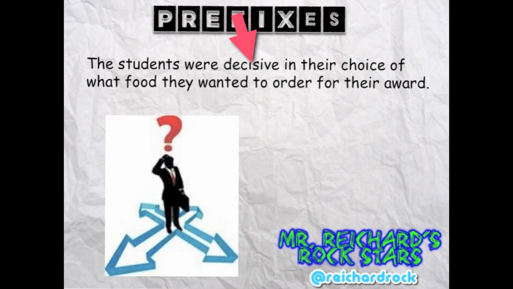Okay, now, follow along with me, but say that I add the word or the prefix in to decisive. The students were indecisive in their choice of what food they wanted to order for their award. Well, in, once again, is kind of like dis, meaning not or opposite of, okay? So if indecisive is the opposite of the word, indecisive means they didn't know what choice to make. That's why I kind of put this picture here of this guy with arrows going all directions and a question mark above his head, because he is being indecisive. He doesn't know what decision to make.